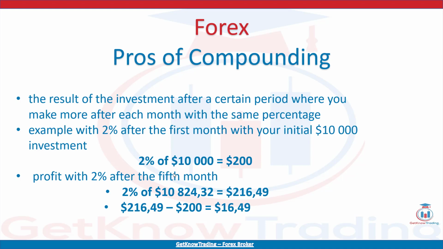And let's take the profit with 2% after the fifth month with the account balance after 4 months. 2% of $10,824.32 equals $216.49. You see, after making $200 after the first month, you will make $216.49 after the fifth month. That is a difference of $16.49 without any changes, but only using a compounding calculator in your trading.